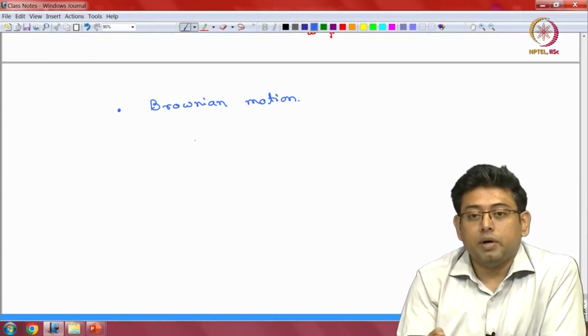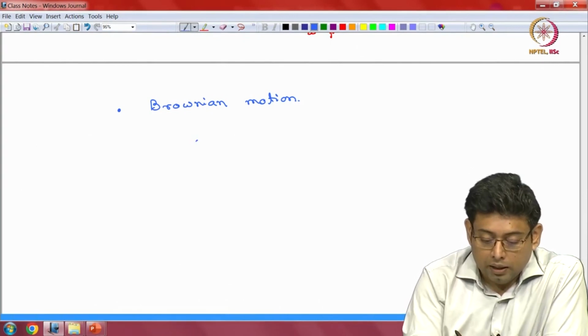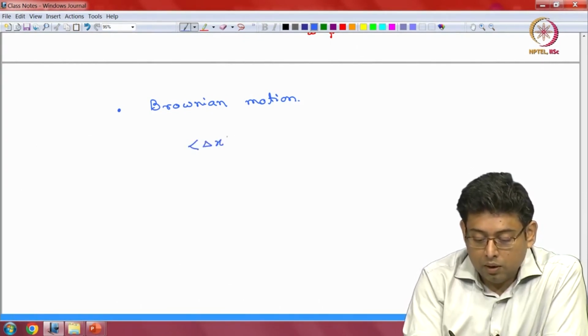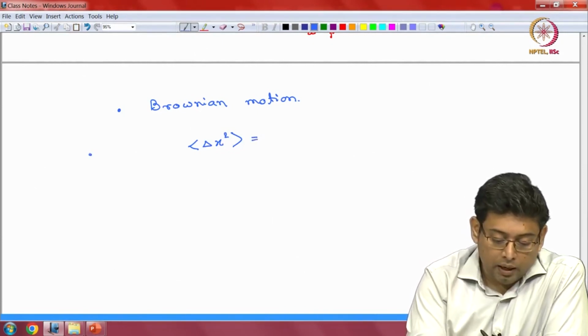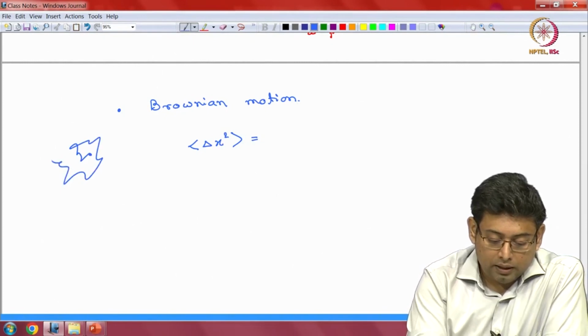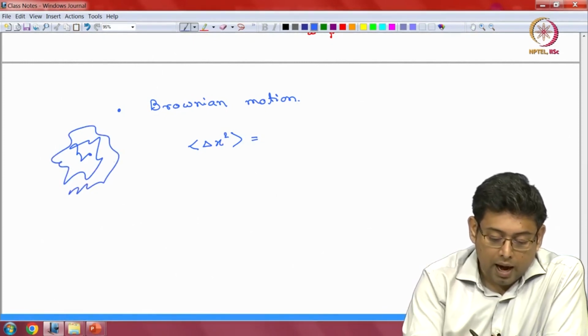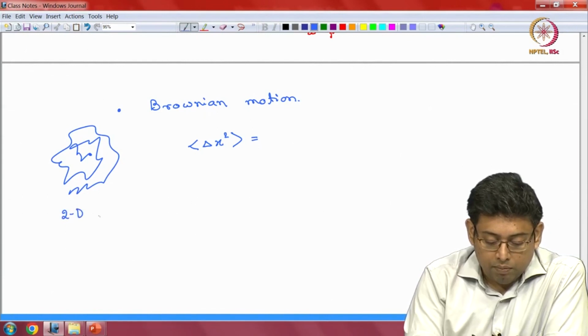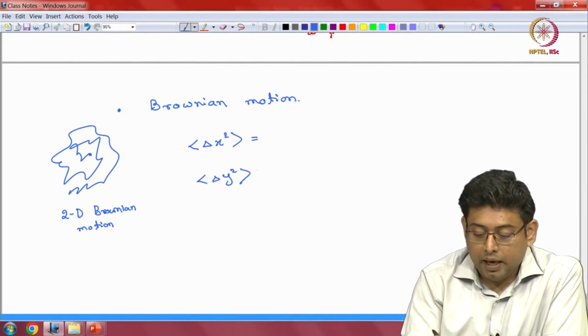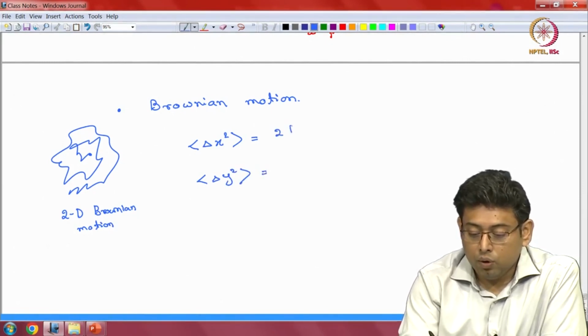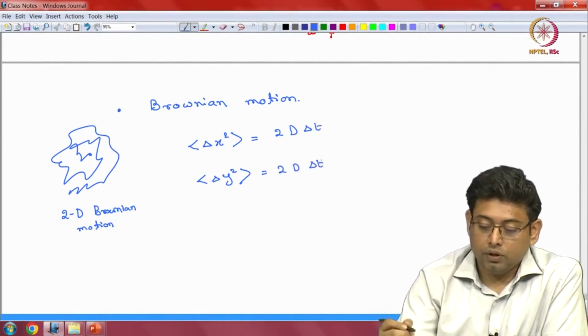And how do you estimate the error due to Brownian motion? Now, there is a famous relationship, the mean square displacement relationship. If the particle is moving in x, y and z directions, so let us say this is its Brownian motion trajectory, and this is, let us say, a 2D Brownian motion, then the mean square displacements in x and y directions are equal to 2DΔt, where D is the diffusion coefficient.